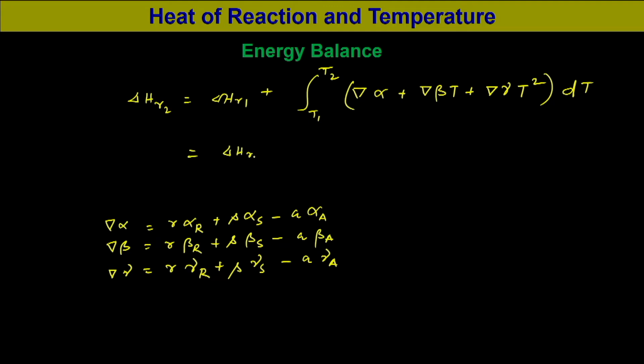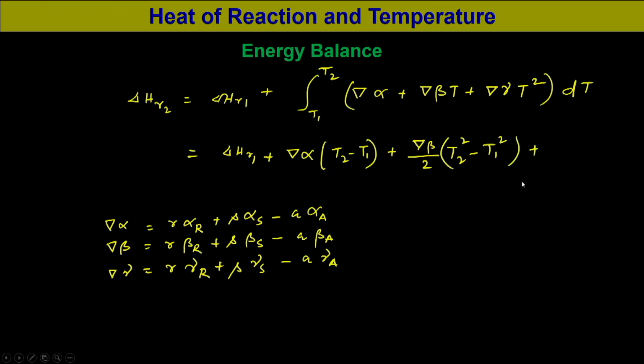delta H R 1 plus delta alpha into T 2 minus T 1 plus delta beta by 2 into T 2 square minus T 1 square plus delta gamma by 3 into T 2 cube minus T 1 cube.